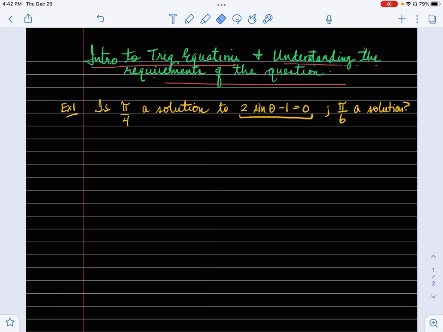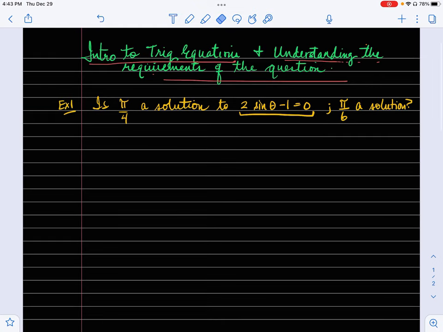We are starting with the very basics of trig equations in our current unit. If you notice, let's look at the question here. It says intro to trig equations and understanding the requirements of the question. Once I get to this, I'll let you know. But let's understand what this question is asking me.